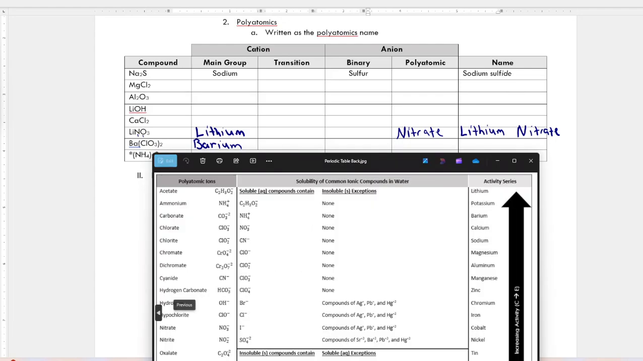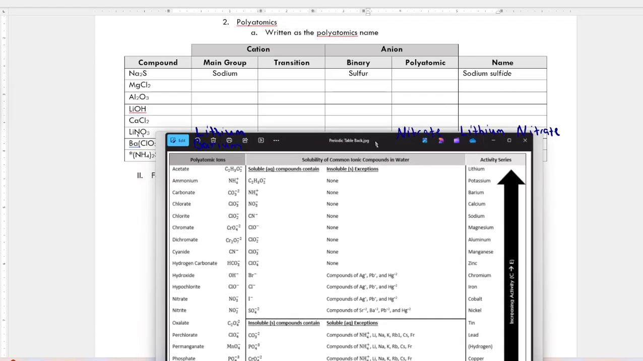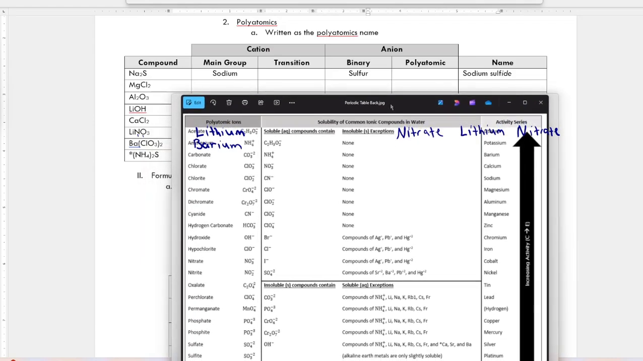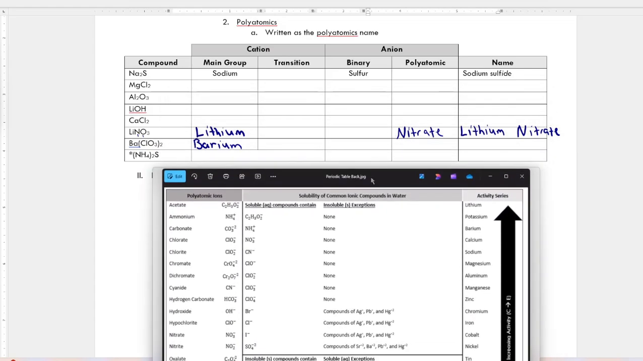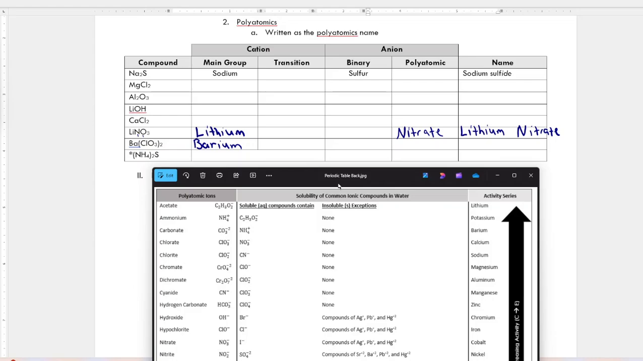Let's look at the polyatomic ion list one more time. ClO3. Oops, gotta move this one up. Ooh, I don't see it. Ah, here it is. ClO3. There it is. This is called chlorate. Let's write that down. Again, this is going to be called barium chlorate.